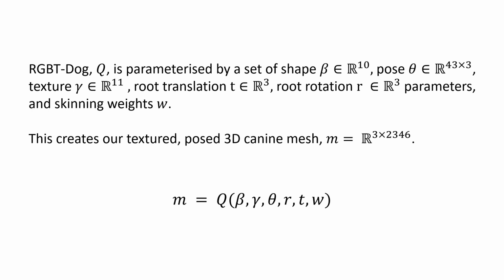Like other parametric models, RGBT-Dog is defined by a set of parameters, in this case shape, texture, pose, and root translation and root rotation. Beta and gamma are used to generate a mesh shape and a texture map from PCA spaces. Theta is used to pose the skeleton of the mesh, while root rotation and translation are used to place the mesh in 3D space. These can then be used to generate data labels.